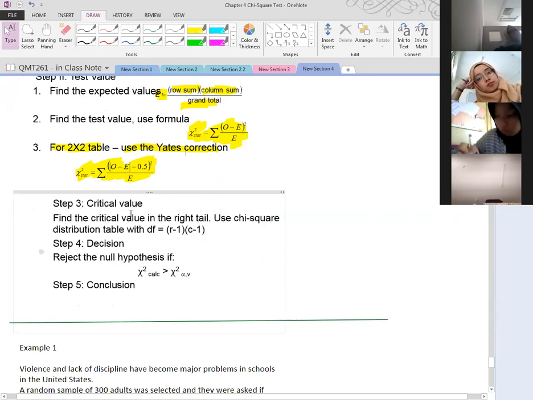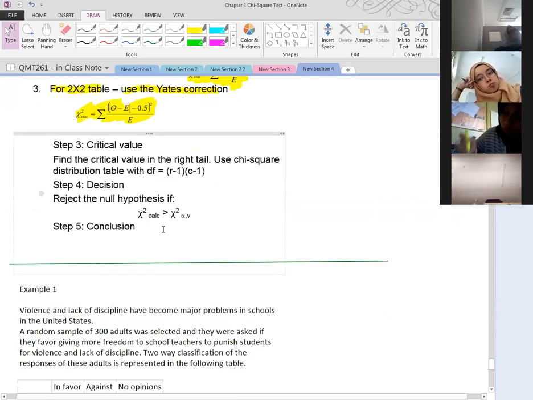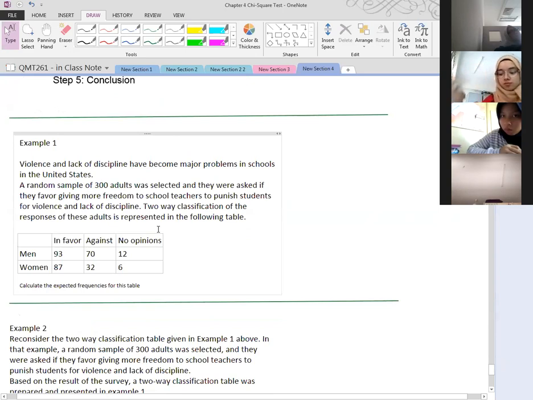So the critical region by using the degree of freedom R minus 1 multiply with C minus 1, and decision and conclusion are same. Now look at example number 1 so we can understand what I said before.